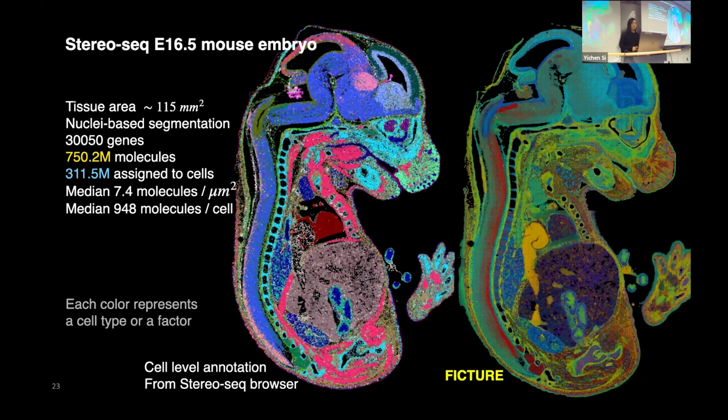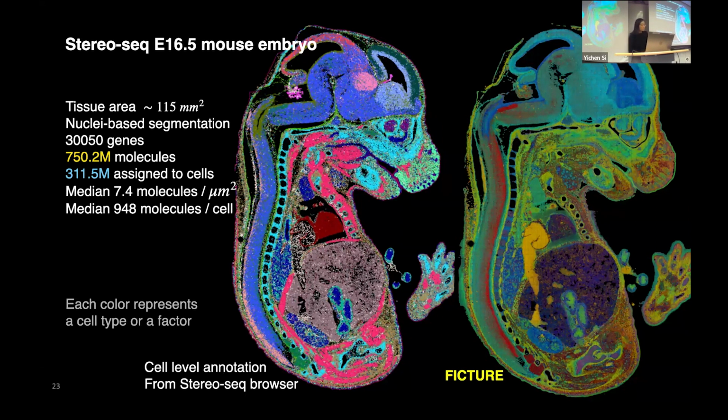Okay, the next example is from StereoSeq. It's also a next generation sequencing based technology. So here shows a 16-day mouse embryo section. The tissue area is quite big, it's over 1 square centimeter. And it has nuclei staining, so the original study was done with nuclei-based cell segmentation. And almost all genes are present in this data. And overall, 750 million molecules are captured, but less than half of them are assigned to any cell.